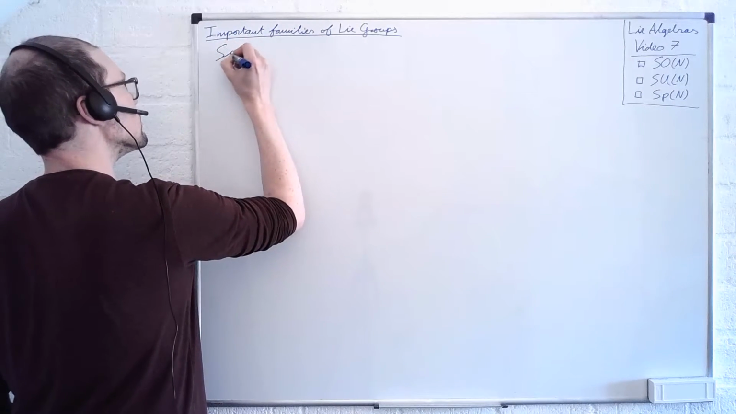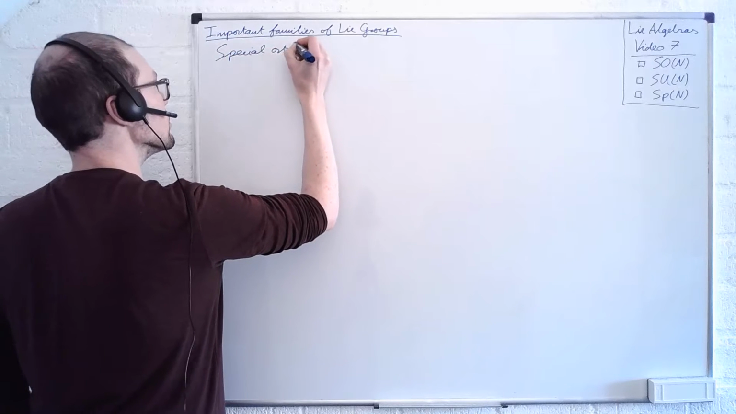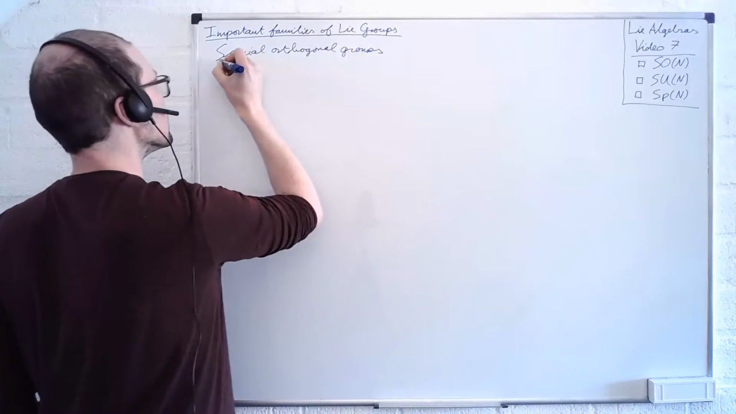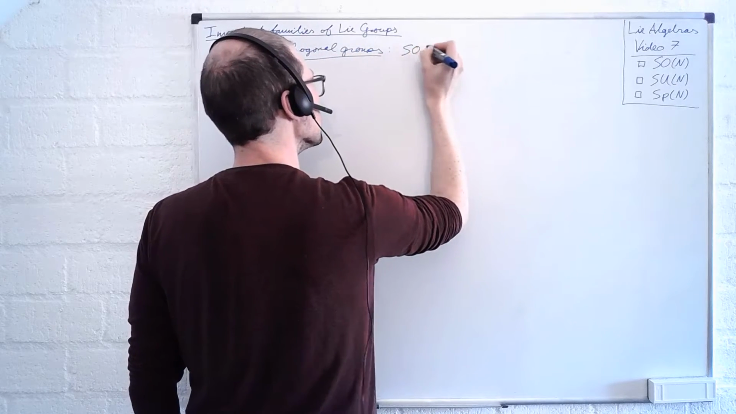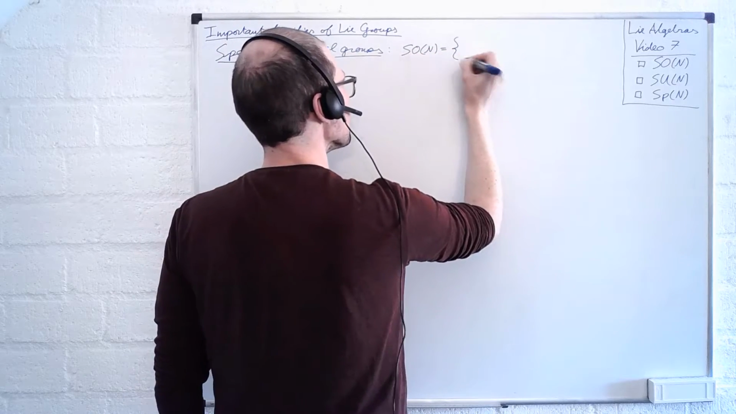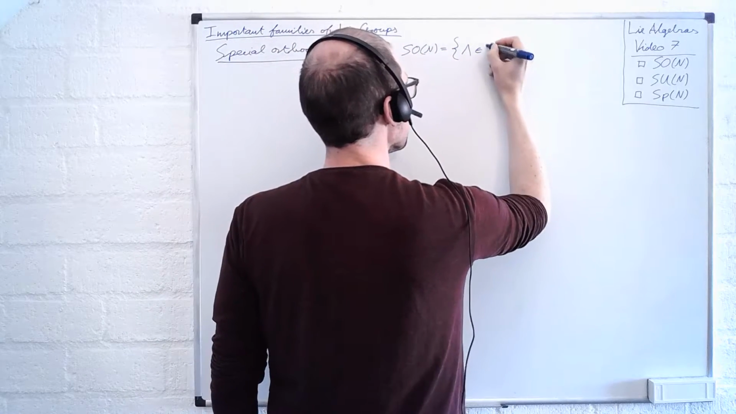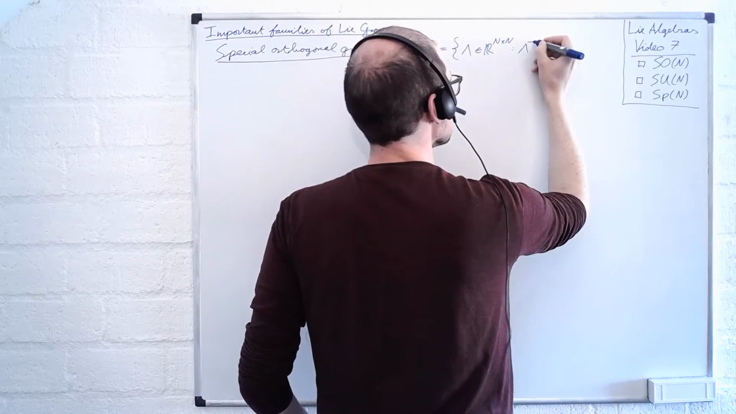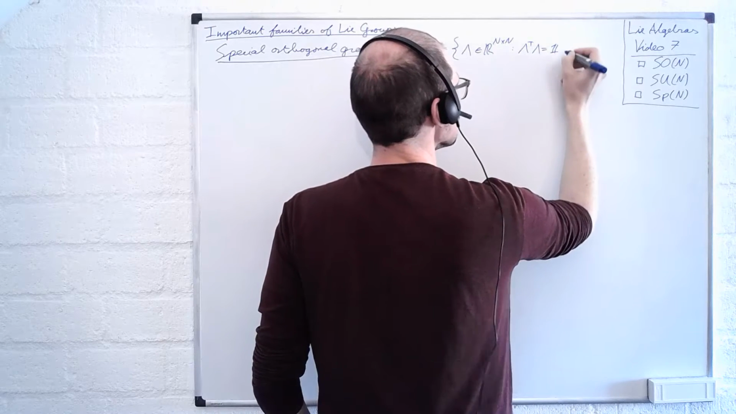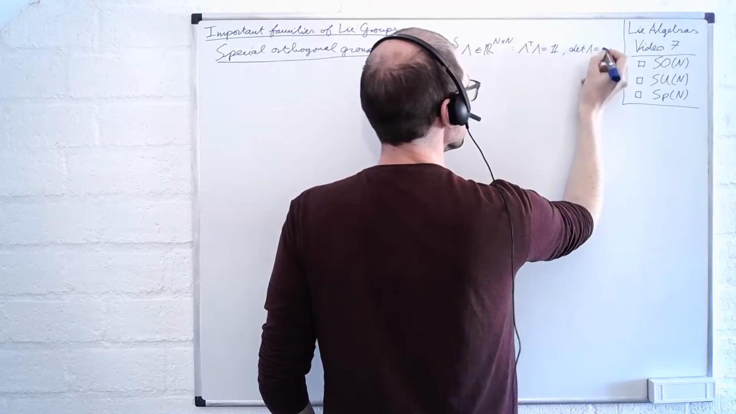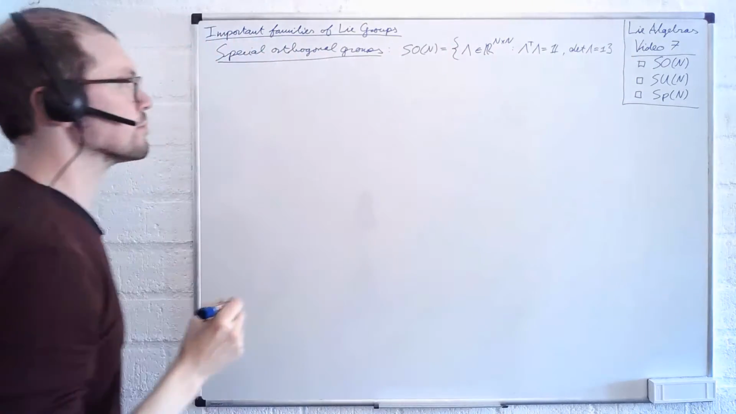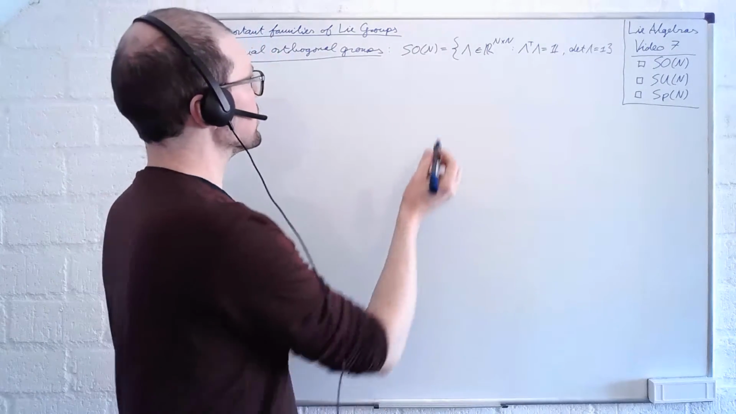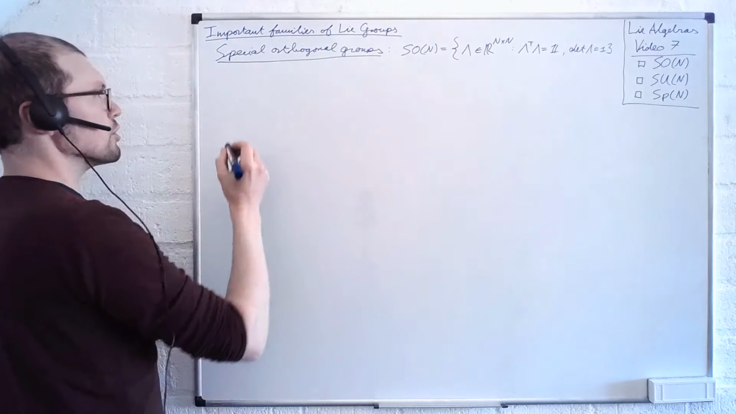So special orthogonal groups. These are SO(n). They correspond to the matrices, say lambda, so these are n by n matrices, such that lambda transpose lambda is the identity, and the determinant of lambda is equal to 1. So why do these often appear as symmetry groups? Well, that is because they preserve the Euclidean scalar product.